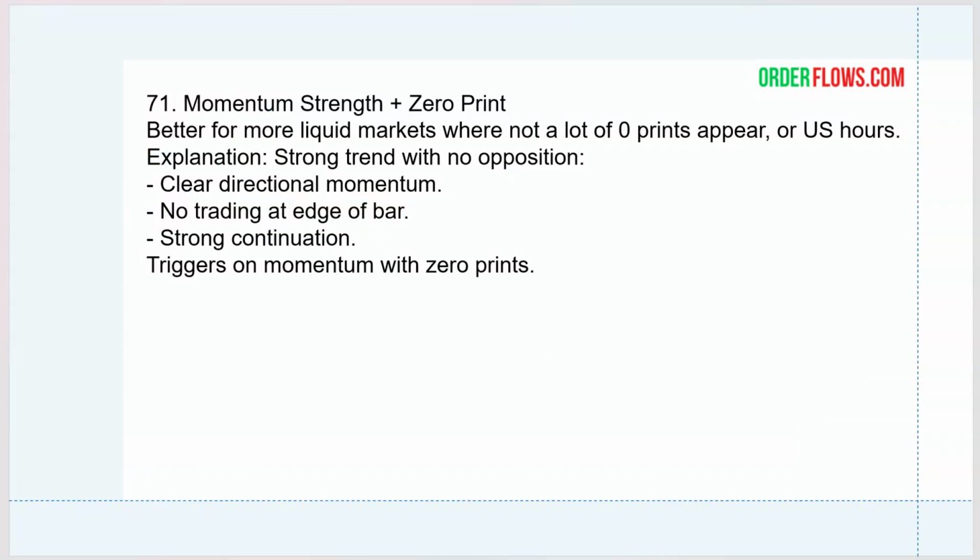Okay, number 71, momentum strength plus zero print. It's going to be better for more liquid markets where not a lot of zero prints appear, or US hours in things like currencies. Explanation: obviously a strong trend with no opposition at the bottom of the bar, or top of the bar if it's bearish. You have clear directional momentum, no trading at the edge of the bar, strong continuation. Triggers on momentum with the zero prints.